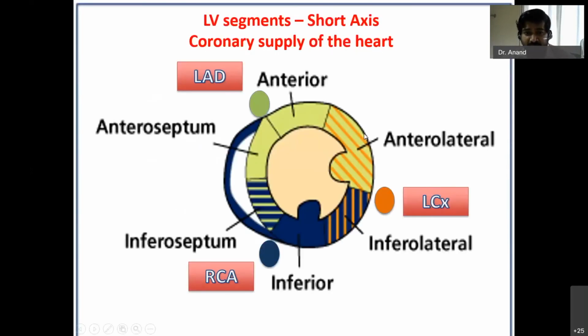Also important, this is again the cross section of the heart with these anatomical segments: anterior, inferior, lateral, and septal. Why it is important to have an idea is because that corresponds to the blood supply, just like how Dr. Arun had described the myocardial infarction of each of the territories. The anterior wall is supplied by the LAD, the inferior wall by the RCA.